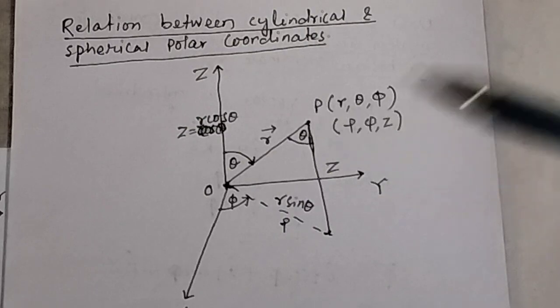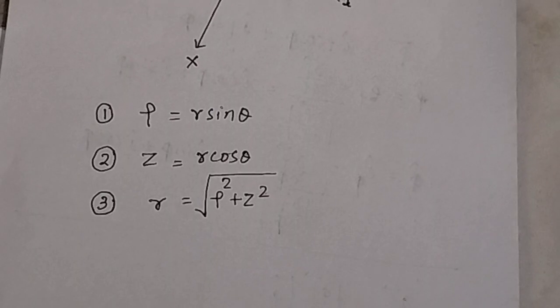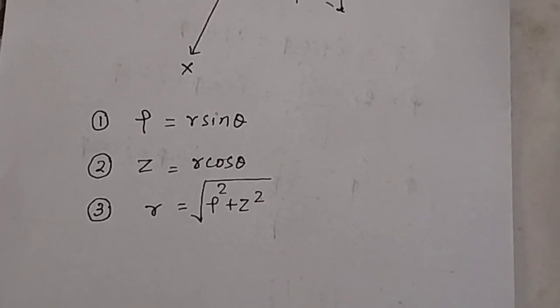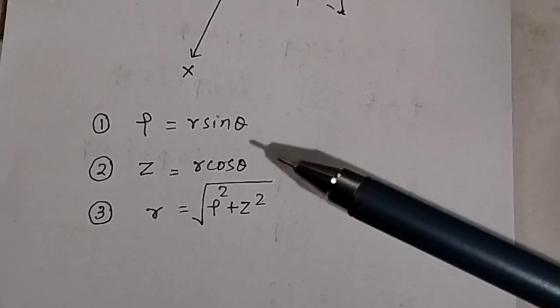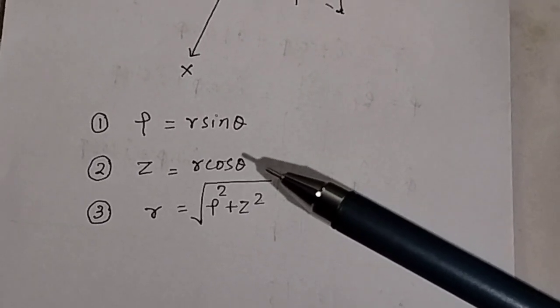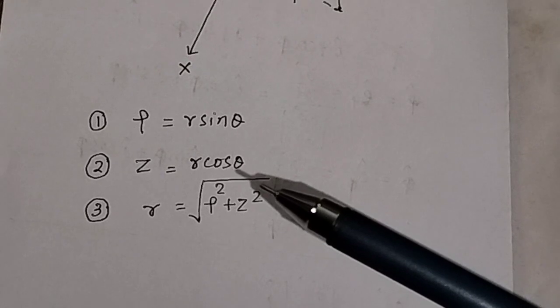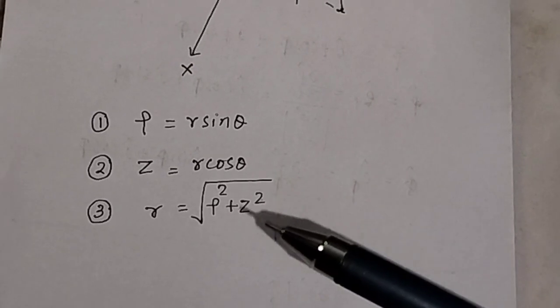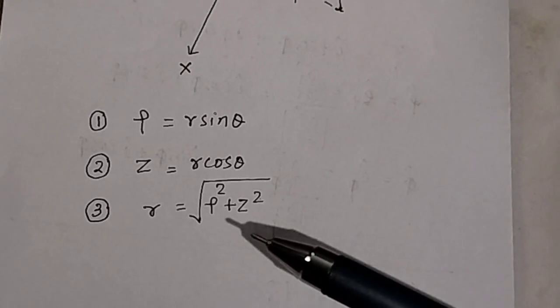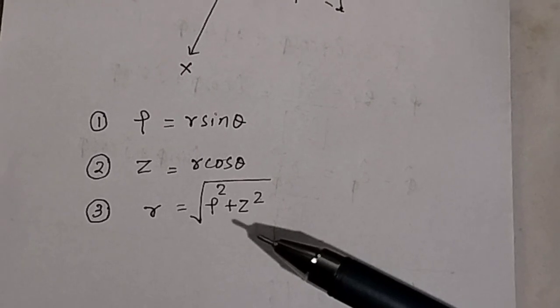So you have three relations between cylindrical coordinate and spherical polar coordinate. One is rho equal to r sin theta, the second one is z equal to r cos theta, and the third one is r equal to the square root of rho square plus z square.